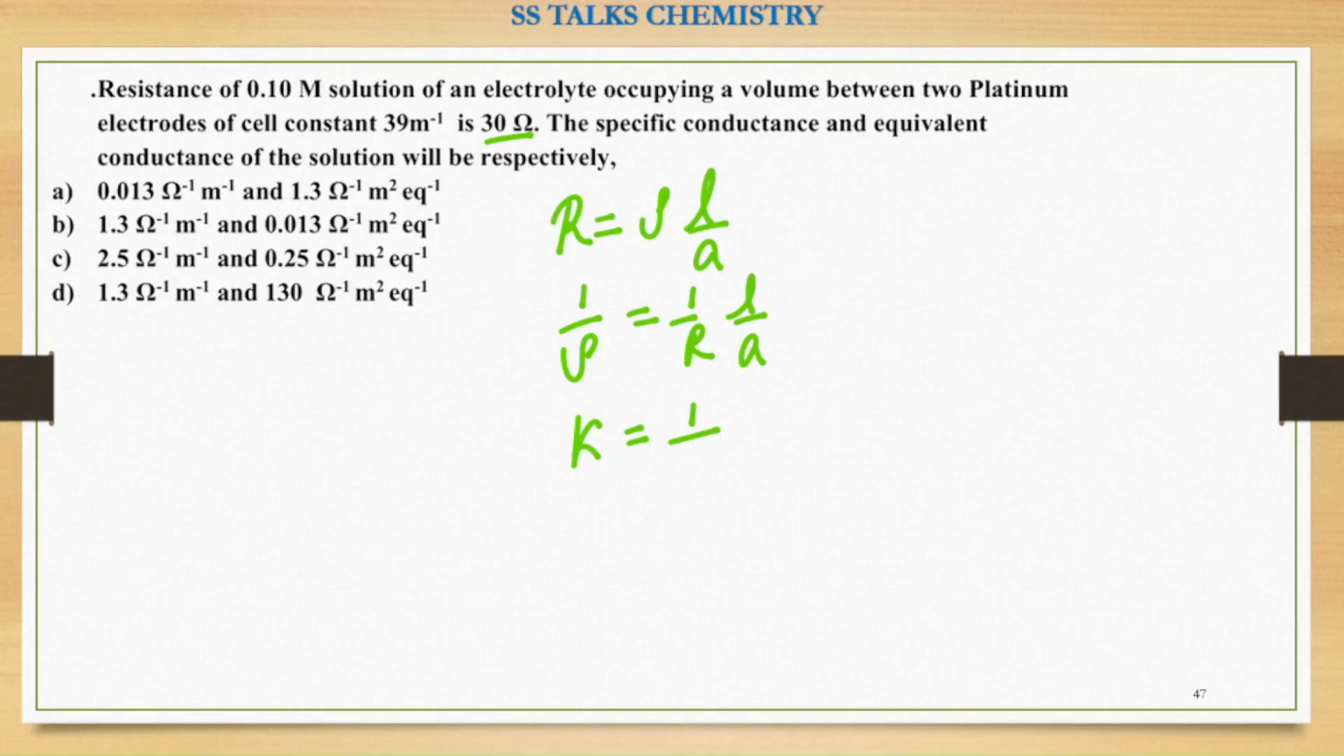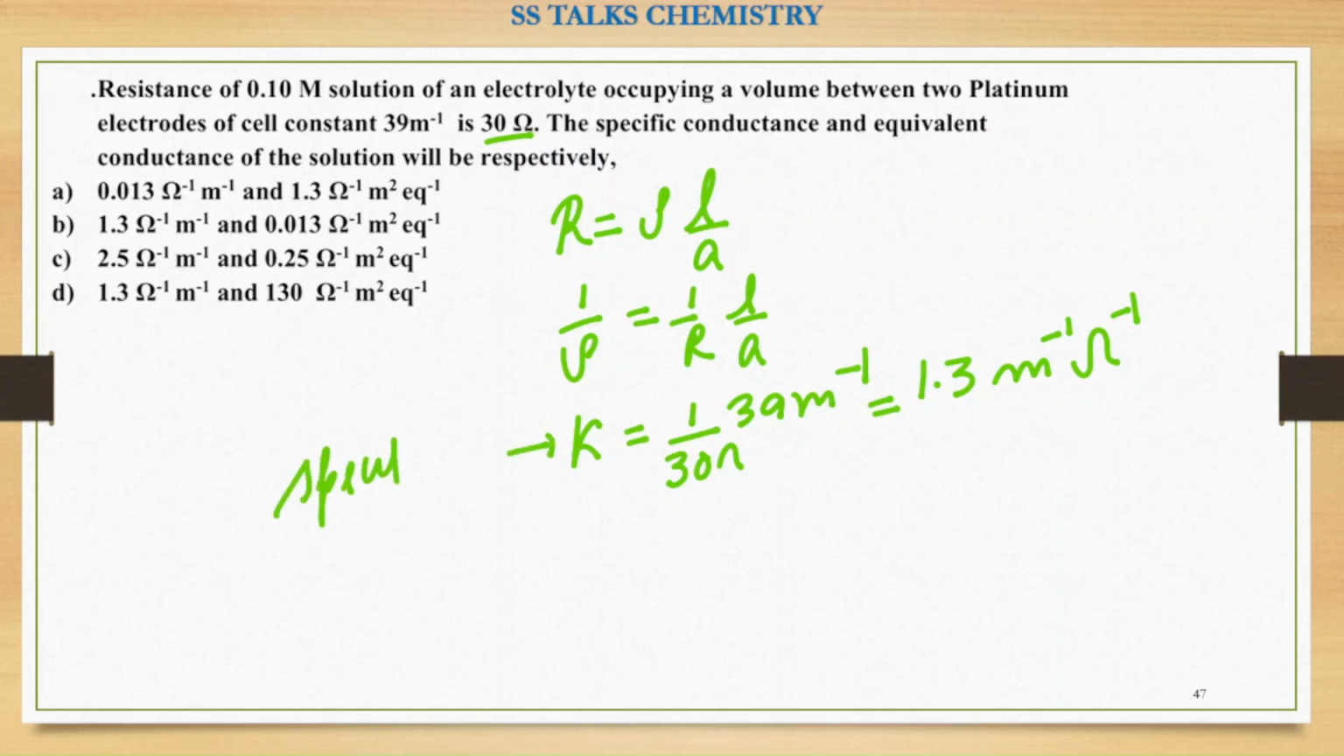Substitute the values of the resistance that is given to us as 30 ohms, and the cell constant is 39 meter inverse. Solving this, the value we will be getting is 1.3 meter inverse ohm inverse. This is going to be the specific conductance. Now you have to find the equivalent conductance.